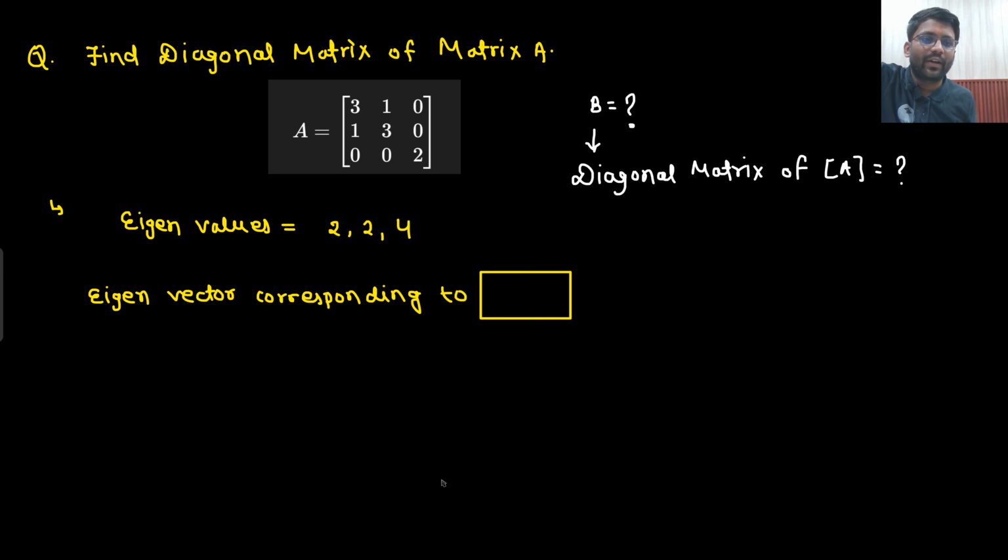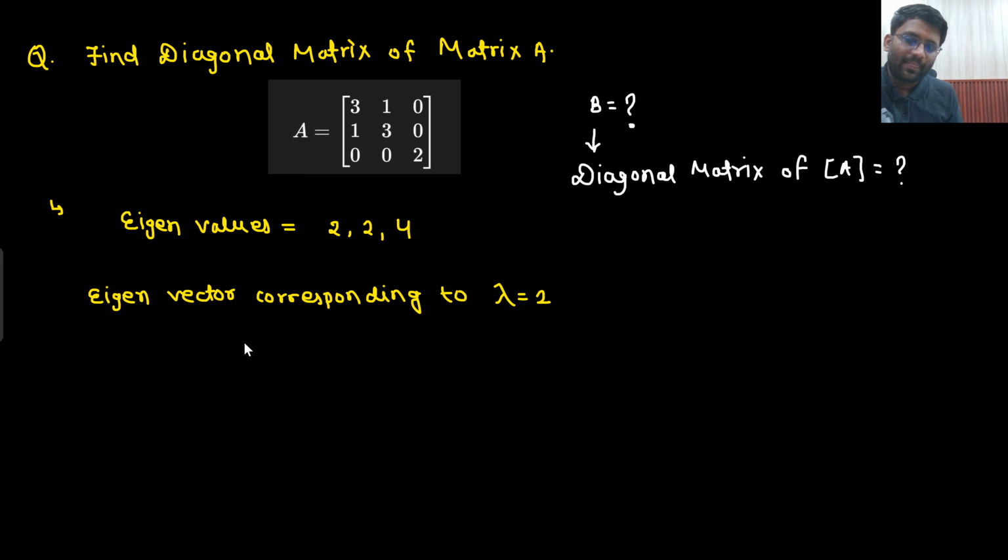Okay, now you need to find out the eigenvector corresponding to each eigenvalue. First of all, you need to think whether this matrix is diagonalizable or not. For checking that, we will have to find out the eigenvalues, and then the eigenvectors as well corresponding to the eigenvalues. So I am finding out the eigenvector corresponding to lambda equals 2.